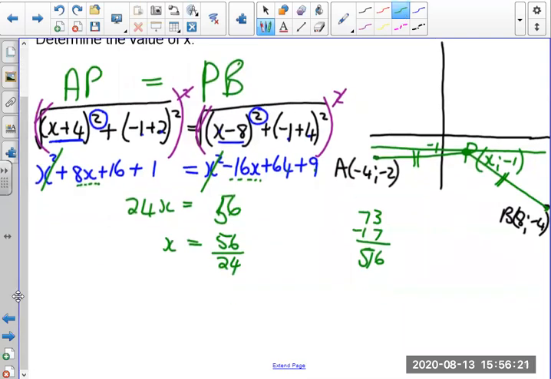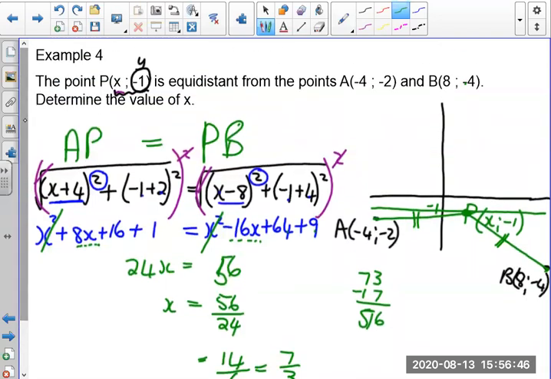And if I simplify that, I can divide by 4, and I can divide by 4, and I can divide by 2 again, 7 over 3. Yes. Okay. So now it's just algebra. But the beginning was analytical geometry, and then I just carry on with algebra.